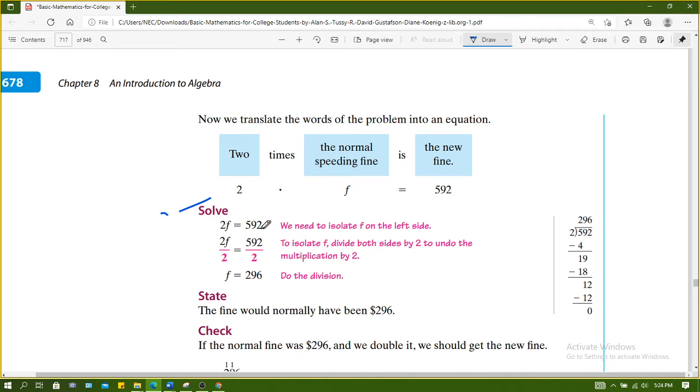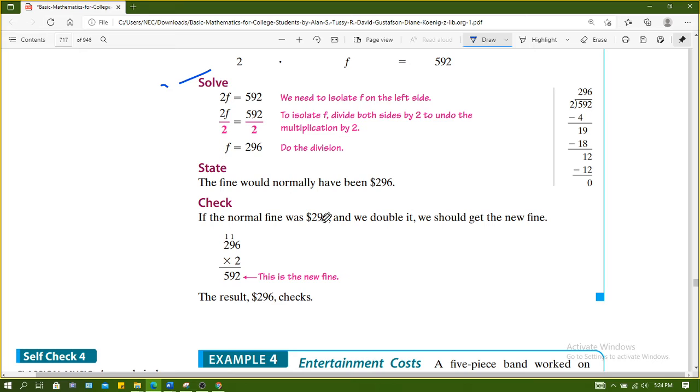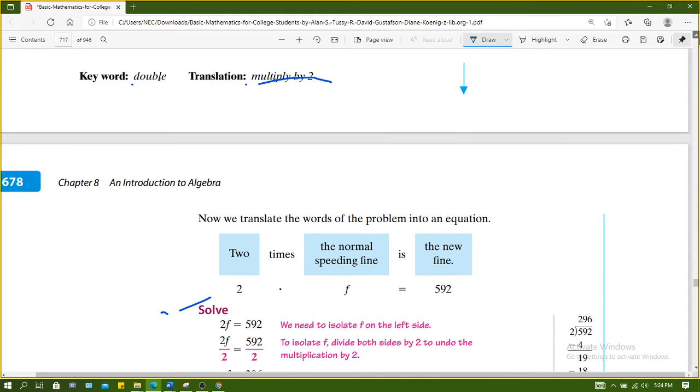So 2F equals 592. Therefore, the original fine, if you are not in the construction zone, is just 296. So 296, you state the conclusion: the fine would normally have been $296. Check. If the normal fine was $296 and we double it, we should get the new fine, which is 592. And the solution that you have found checks. So therefore, it's really a solution.